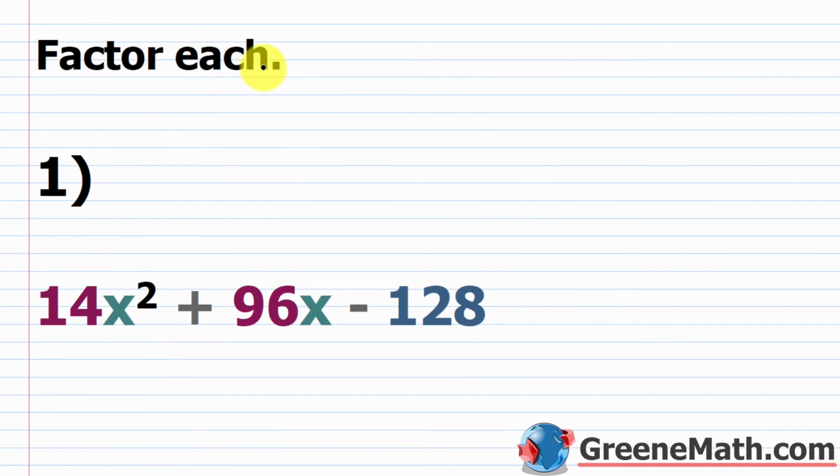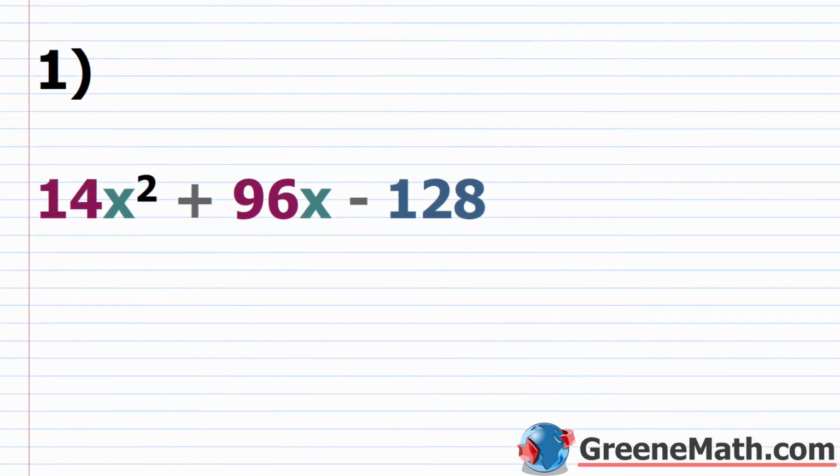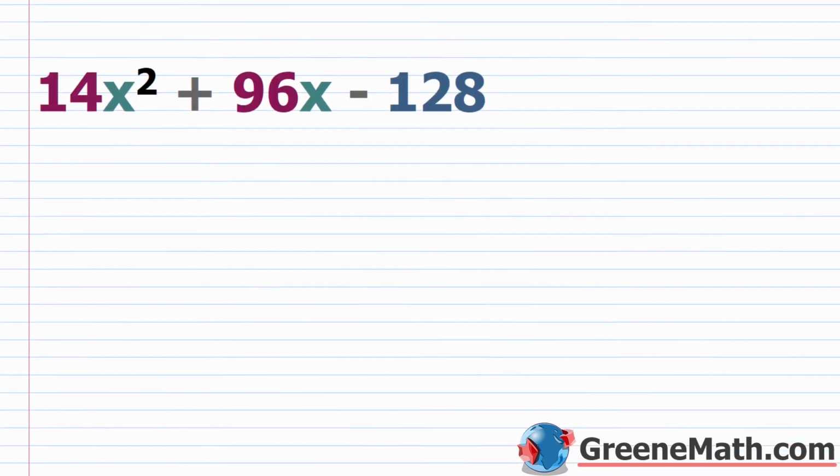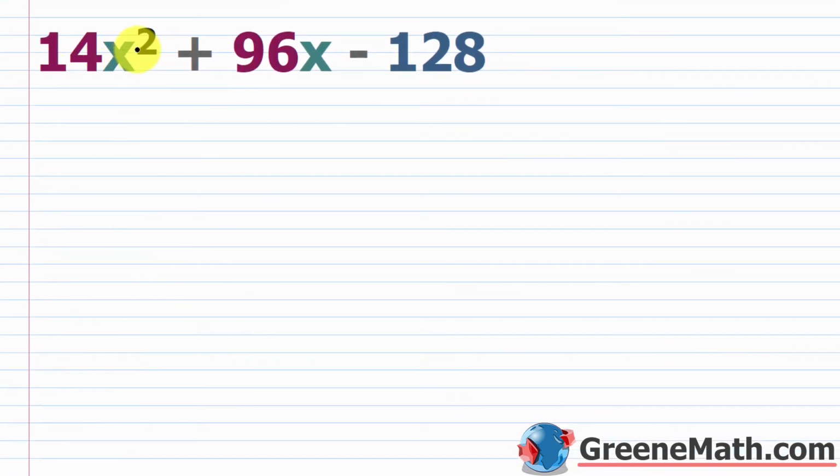So we're told to factor each, and for this practice test, we're going to use reverse FOIL, or something called factoring using trial and error. Let's come down here for problem number 1. We're going to take a look at 14x squared plus 96x minus 128.